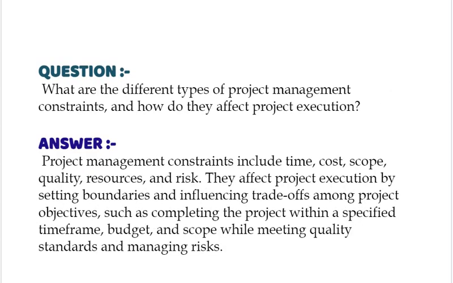Our next interview question is: what are the different types of project management constraints and how do they affect project execution? Your answer should be: project management constraints include time, cost, scope, quality, resources, and risk. They affect project execution by setting boundaries and influencing trade offs among project objectives, such as completing the project within a specified time frame, budget, and scope while meeting quality standards and managing risks.